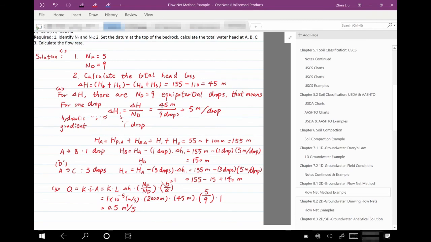We have a few applications. For example, sometimes we need to calculate the uplift pressure. Sometimes we need to calculate something like erosion, piping stuff. That's also needed.